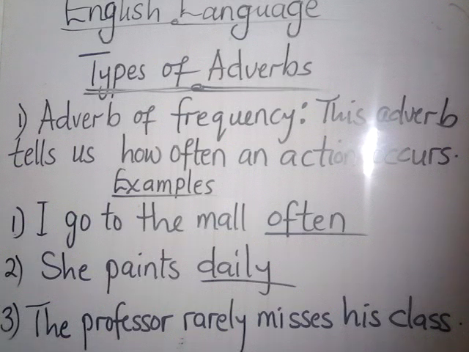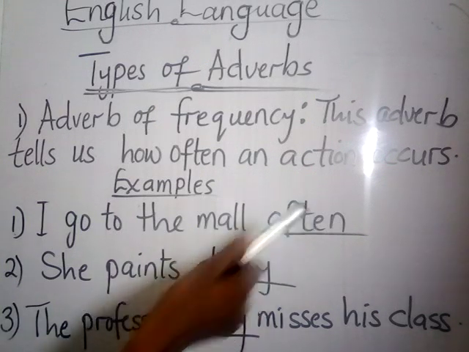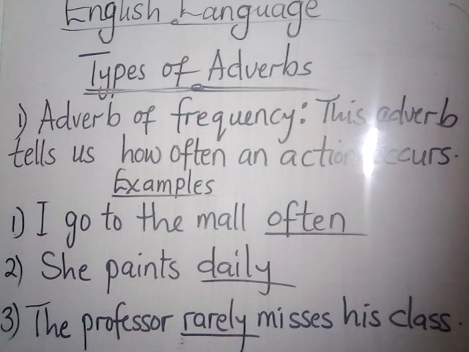And the last example here says, the professor rarely misses his class. He hardly misses his class. So this indicates how often the professor goes to class or misses his class. So the three words here underlined, often, daily, and rarely, are examples of adverb of frequency.